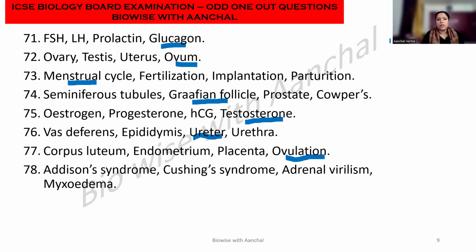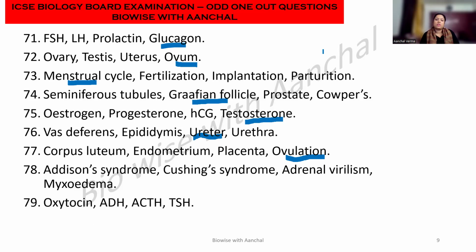Next one. Addison syndrome, Cushing syndrome, adrenal virilism, and myxedema. Give the answer in the comment section. Addison syndrome, Cushing syndrome, adrenal virilism. These are all because of the malfunctioning of the adrenal glands. Myxedema is your thyroid gland, right?